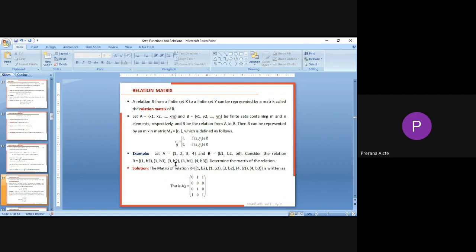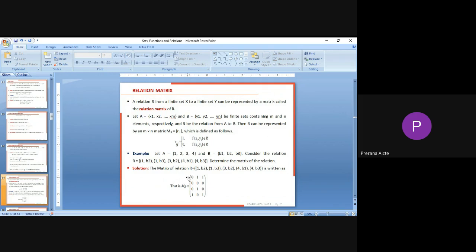Now I can build a relation and determine the matrix for that particular relation. Here they have given (1, b2), (1, b3), (3, b2), (4, b1), like this. In the rows I can write 1, 2, 3, 4, and in the columns I can write b1, b2, b3. For (1, b2) we have 1 here, for (1, b3) we have 1, and (1, b1) is not there in the relation, so that will be 0.